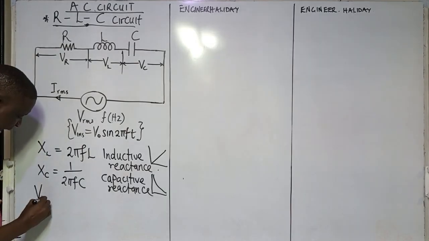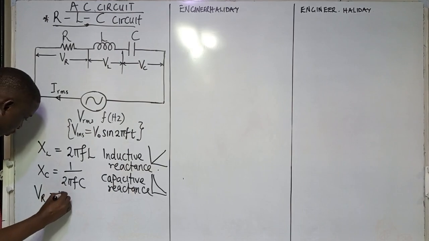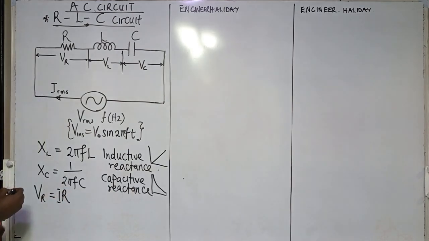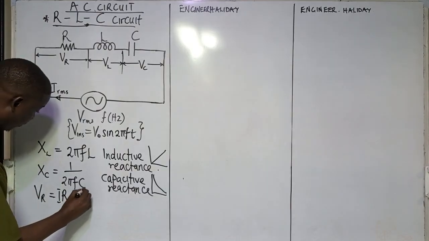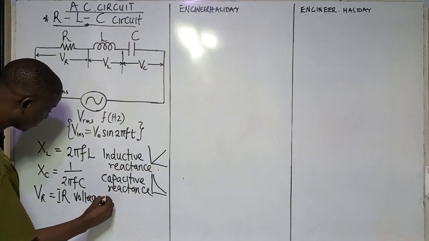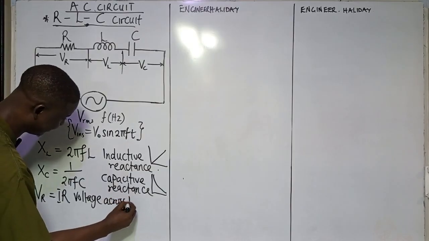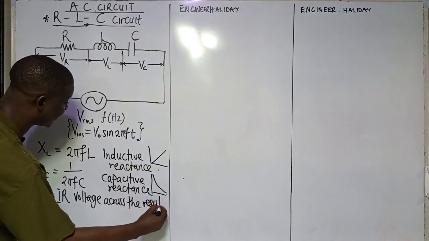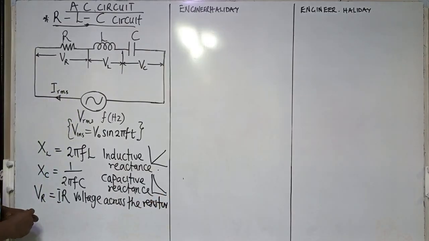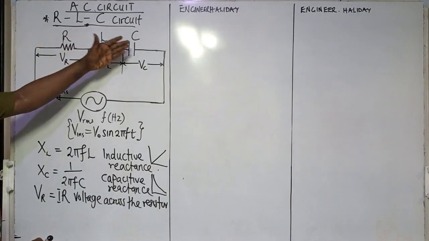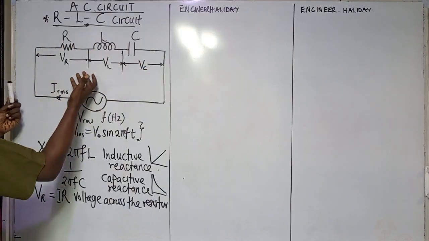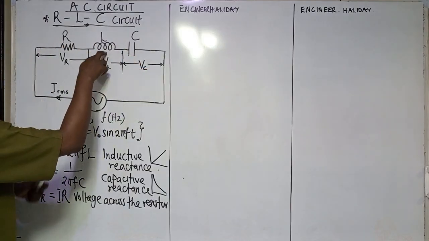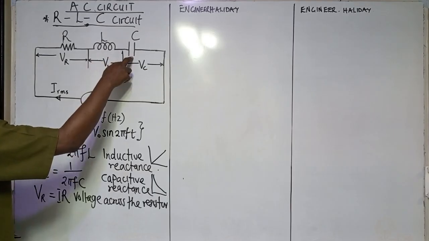Now we know that VR, according to Ohm's law, is equal to IR. That is the voltage across the resistor. And don't forget, the resistor is the one that dissipates power. It causes power loss in an AC circuit. They can ask you which of the following does not absorb power.